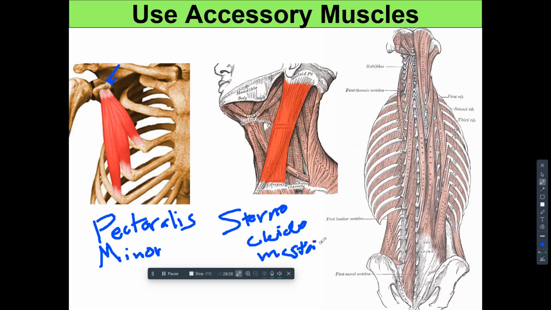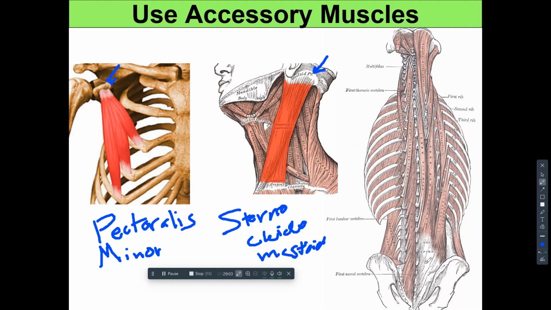When it is anchored on the mastoid process up here on your temporal bone, it reaches down and pulls on the medial clavicle and the manubrium of the sternum, and it pulls them up. Think about the very top middle of your chest rising. Think about your sternum coming up and out. And that's also going to help increase your thoracic volume.